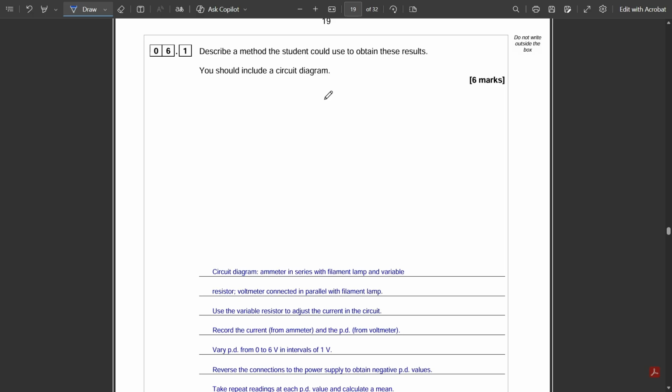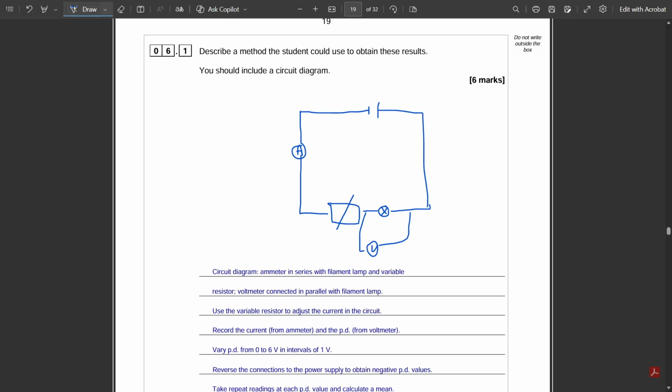It is a simple power supply, and it's connected in, there's an ammeter in series with the filament lamp and variable resistor. So let me just draw all that. And then there's a voltmeter in parallel with the filament lamp. And then what we do is we use the variable resistor to adjust the current in the circuit.